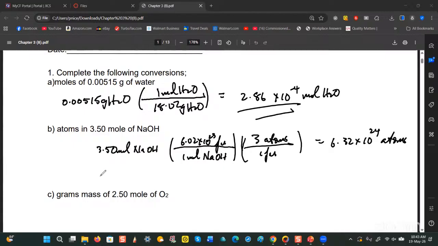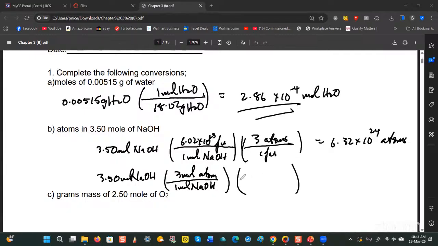In fact, another way of setting it up would be 3.50 moles of sodium hydroxide. And you could do this. For every 1 mole of sodium hydroxide, you have 3 moles of atoms. And then you multiply this by 1 mole of atoms and Avogadro's number, 6.02 times 10 to the 23 atoms. And you're going to get the same result. So that's an alternative way of setting it up.